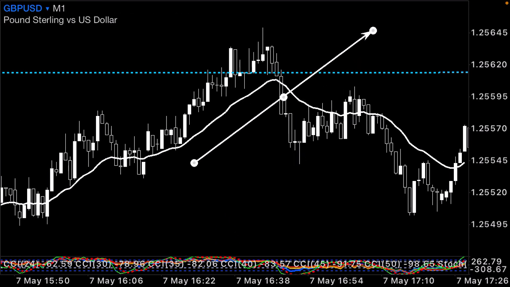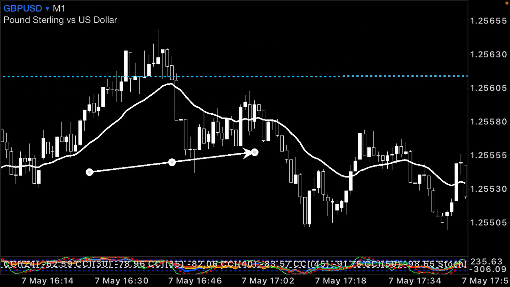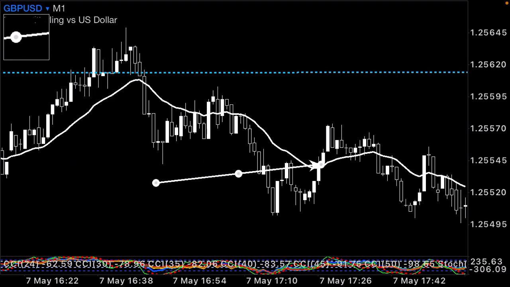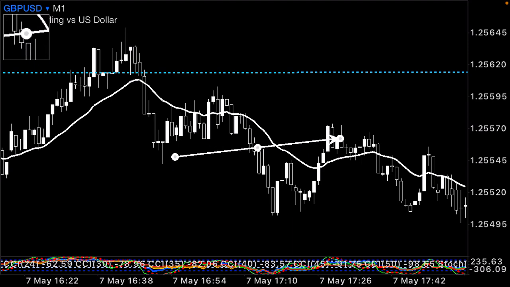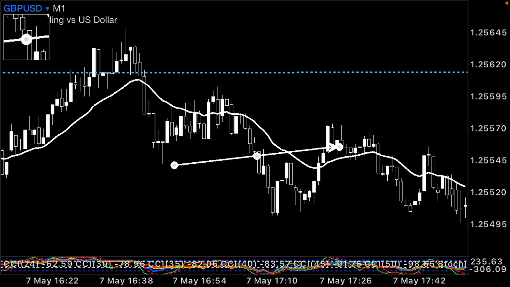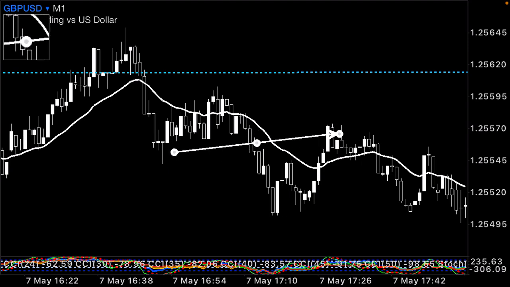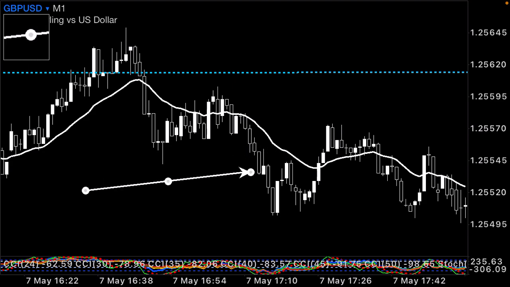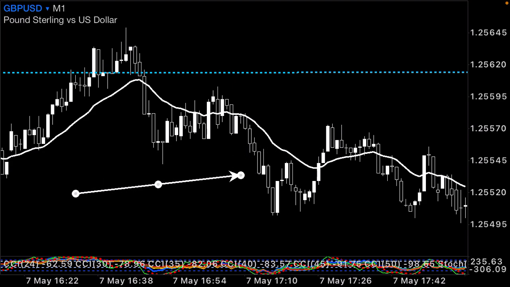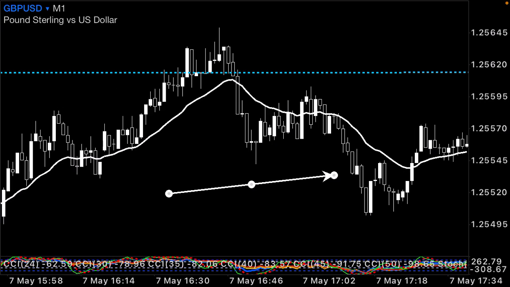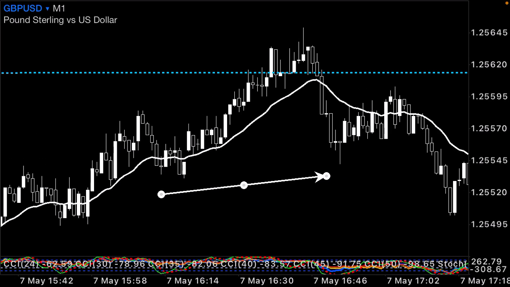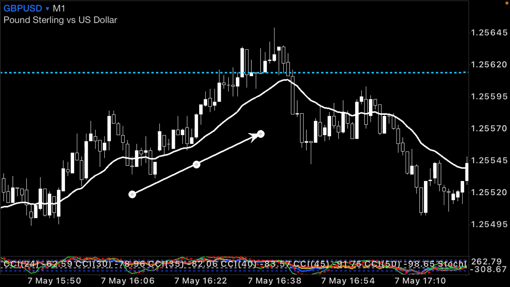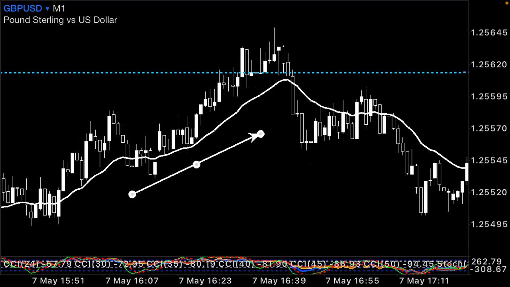There isn't a pin hammer until right here. Here's a pin hammer, which is a short black bar with a wick at the end, headed up. But usually when we get to this point on the 1 minute chart, we're looking for an M shape.